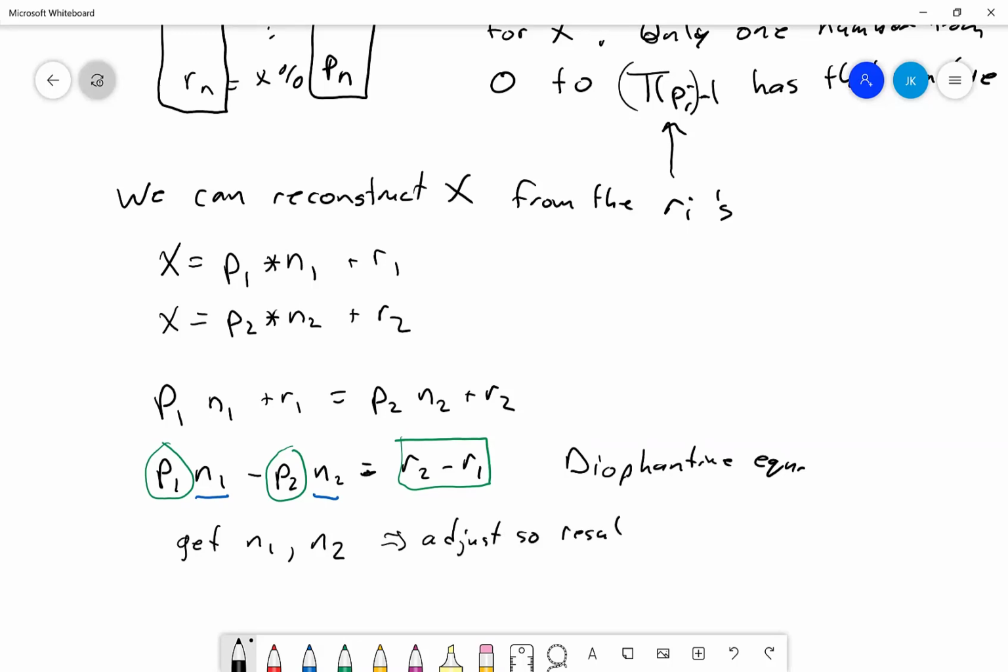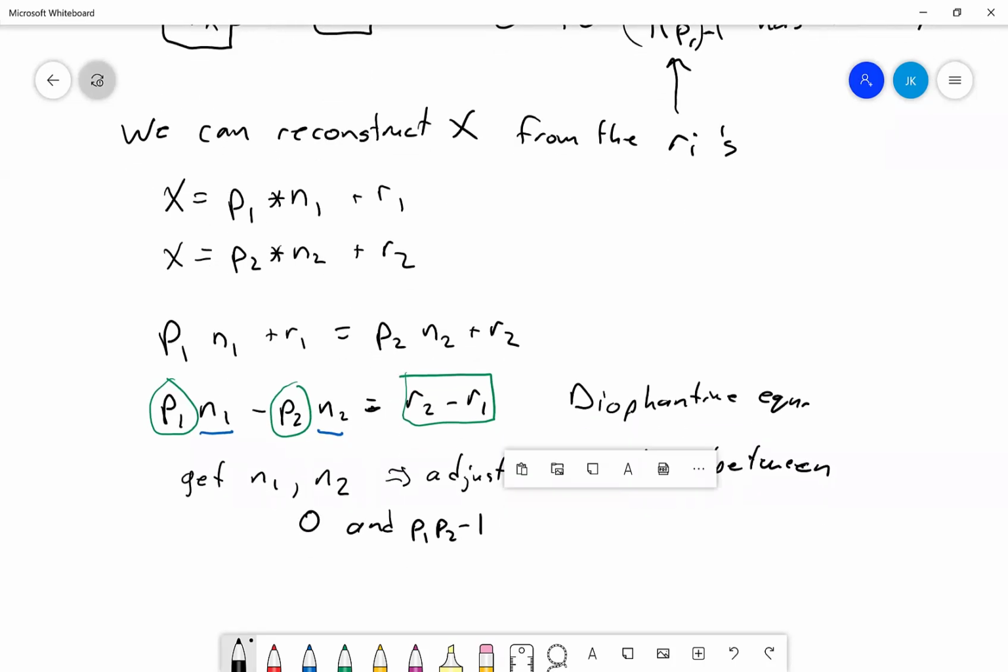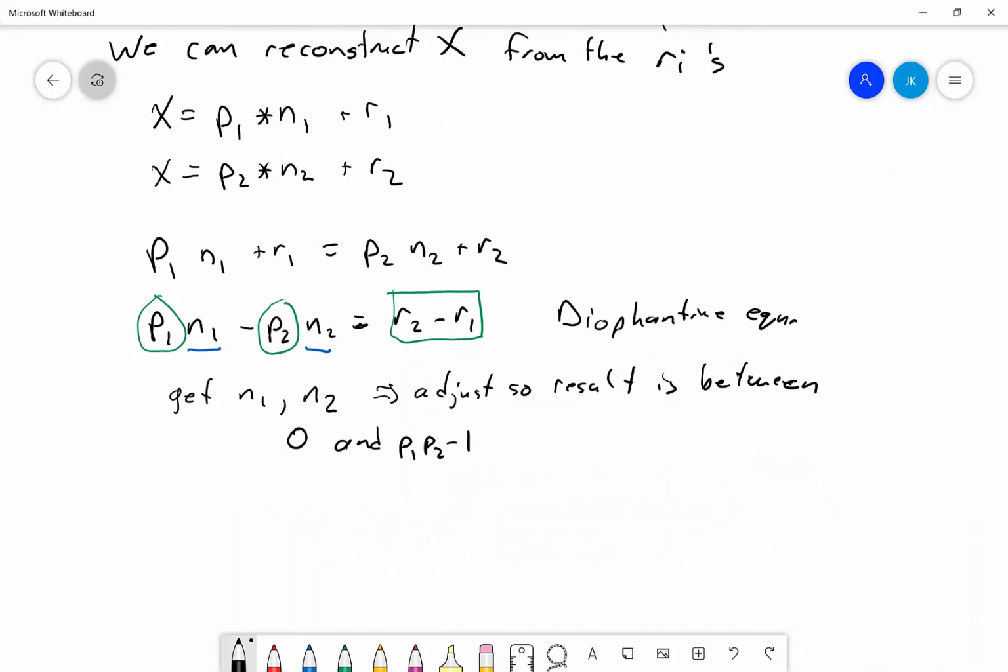So the result is between 0 and p1 times p2 minus 1, the product of p1 and p2. There's only going to be one value. There's only one possible n1 and n2 combination, so you can just adjust it. And it's either going to be going up or down, so this is actually a pretty simple calculation to do. And you get the single result between them.